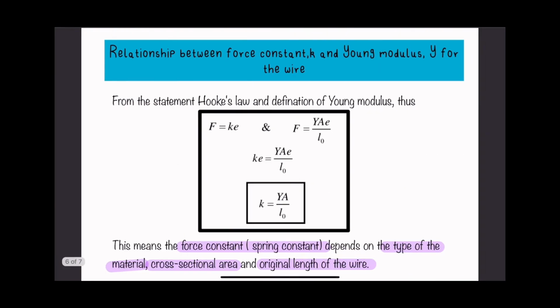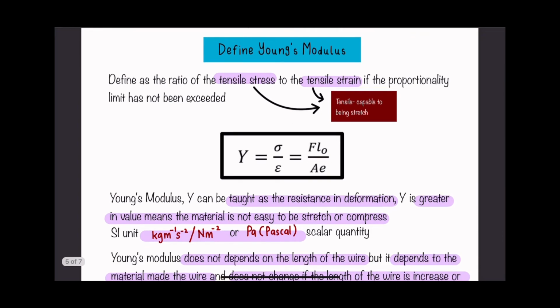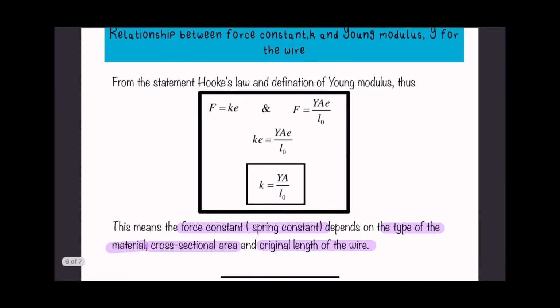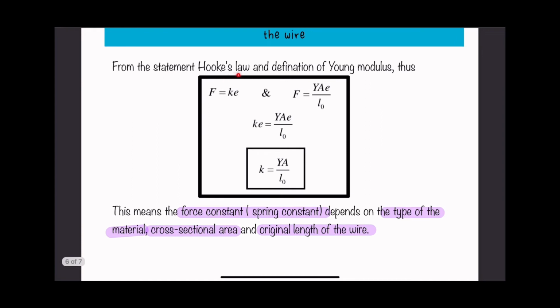Okay, so next is the relationship between force constant K and Young modulus Y for the wire. Young modulus symbol is capital Y. From the statement of Hooke's law and the definition of Young modulus, Hooke's law gives the equation F equal to KE, and Young modulus gives F equal to YAE over L0.